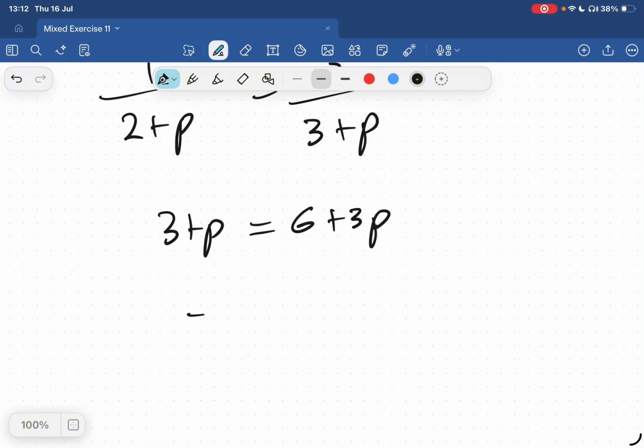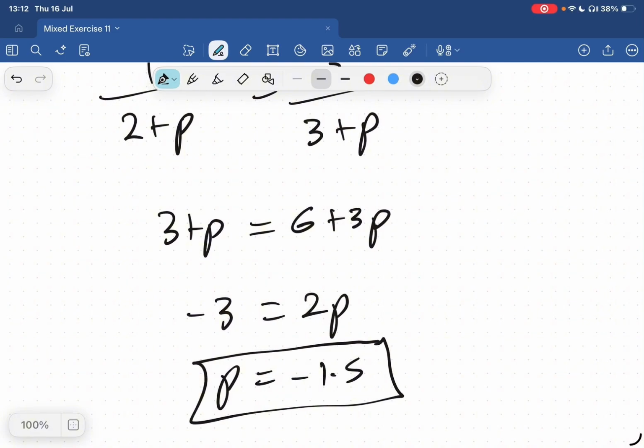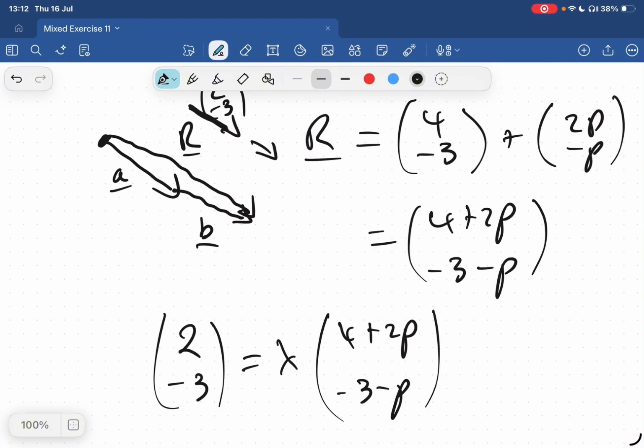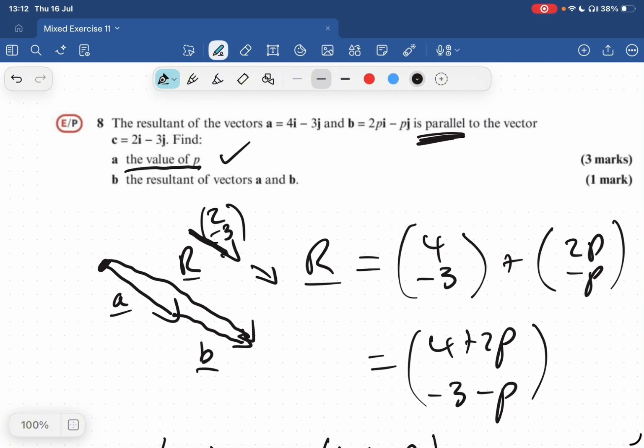So -3 equals 2p, so we get p equals -3 over 2, so -1.5. We don't need to find what lambda is. They don't ask for lambda, we just need the value of p.